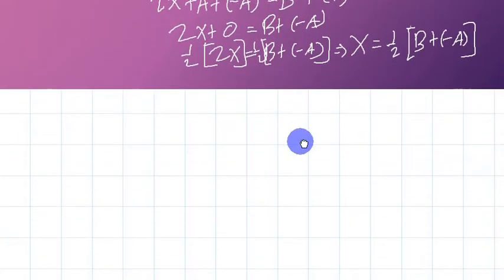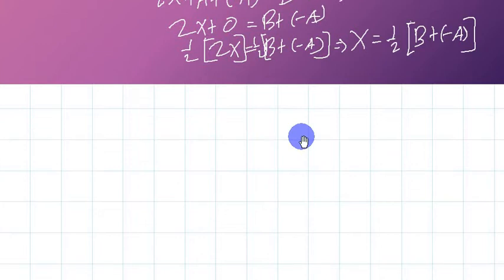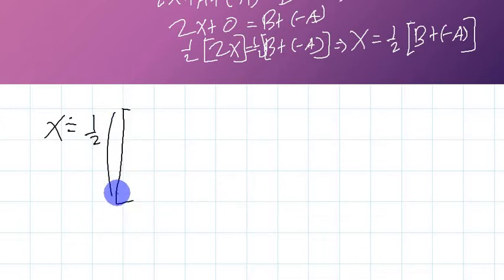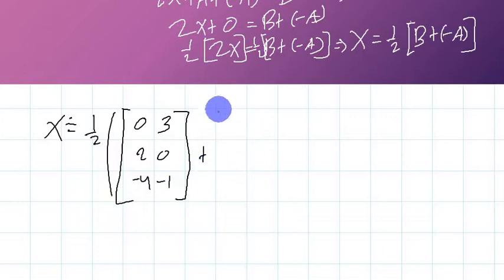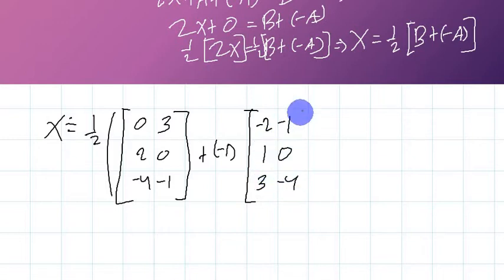Let's just bring this down here. So therefore, I'm actually going to have X, I'll write it here, is equal to 1/2 multiplied by the matrices 0, 3, 2, 0, negative 4, negative 1. This is matrix B plus negative A. So that would be negative 1 multiplied by matrix A, which is negative 2, negative 1, 1, 0, 3, negative 4. So let's simplify this scalar first before we go to the other scalar.